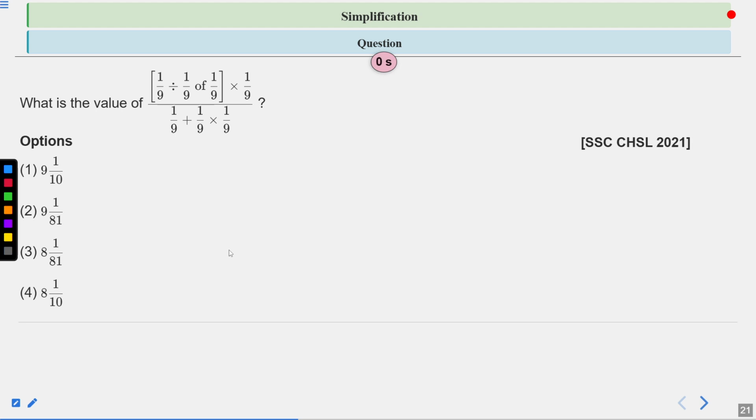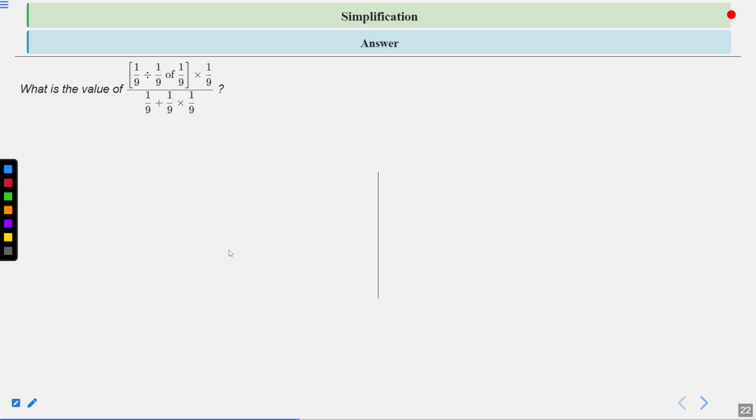Now time's up. Let's see the solution of this question. So we have the expression and we need to just solve it. This is a simple simplification question based on the BODMAS rules. So we simplify it and we get our answer. The correct answer of this question is the fourth one, which is 8 and 1 by 10.